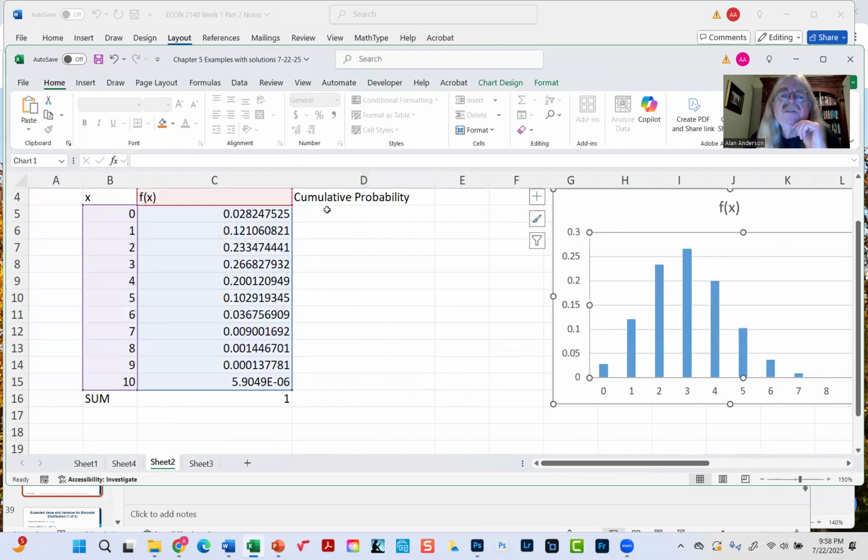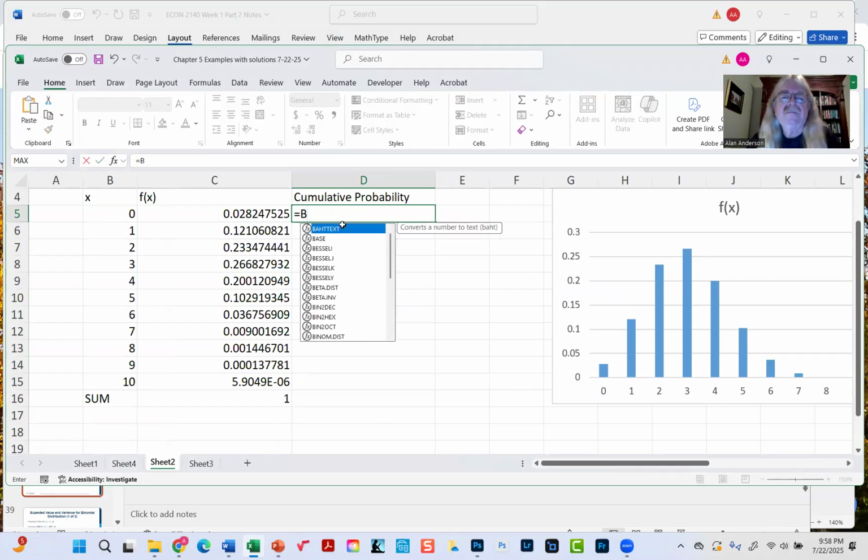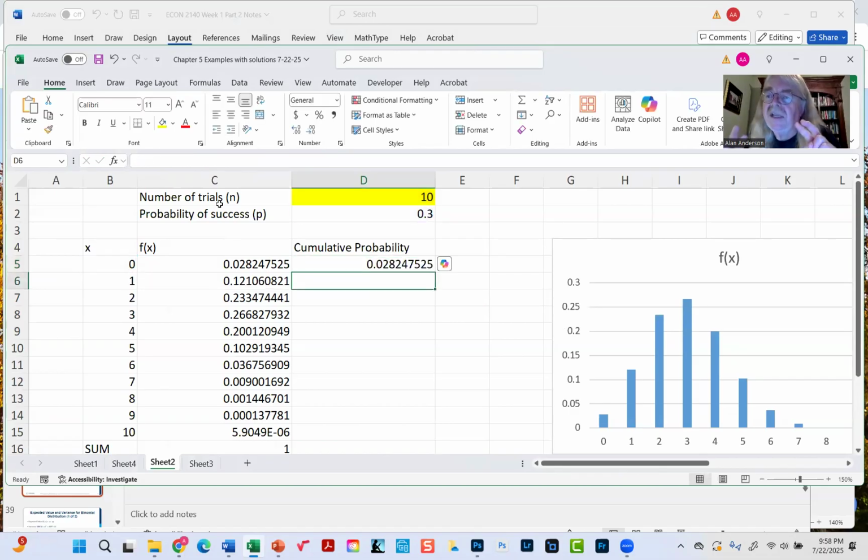Now, cumulative means less than or equal to. So here's what you can do. BINOM.DIST. Like before, number of successes is X. Number of trials is D1 with dollar signs. Probability of success is D2 with dollar signs, but now cumulative is 1. In Excel, that means yes, okay, or true. So let me show you that one more time.